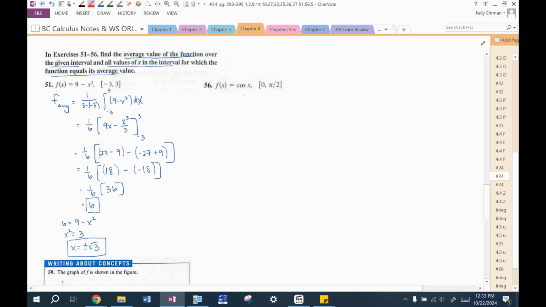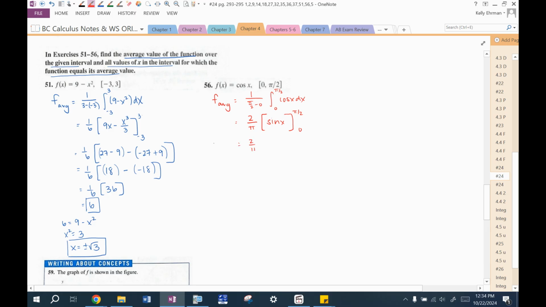Okay, and then what about cosine x? So f average is equal to 1 over pi over 2 minus 0, times the integral from 0 to pi over 2 of cosine x dx. Now, 1 over pi over 2 is just 2 over pi, right? 1 divided by a fraction is 1 times the reciprocal. And then the integral of cosine is sine, from 0 to pi over 2.